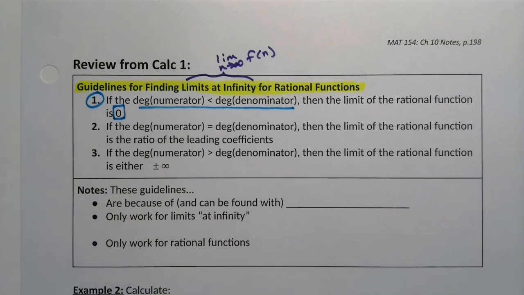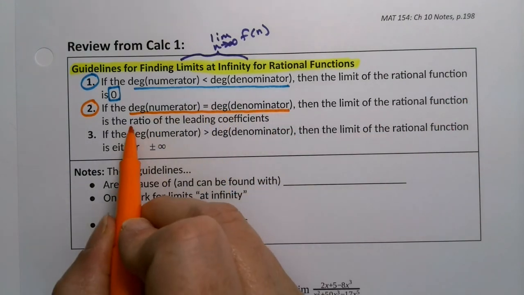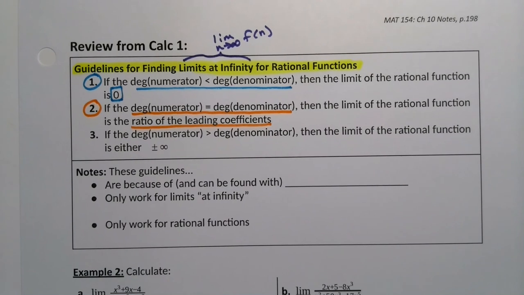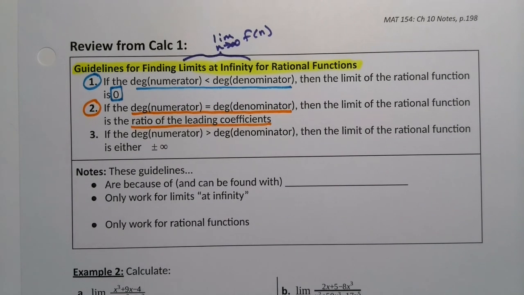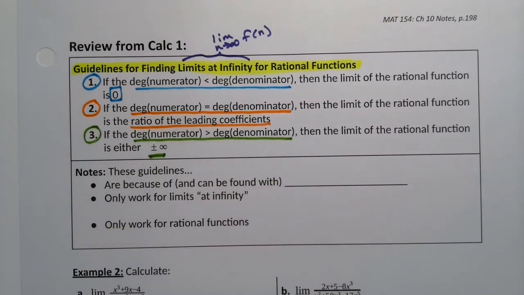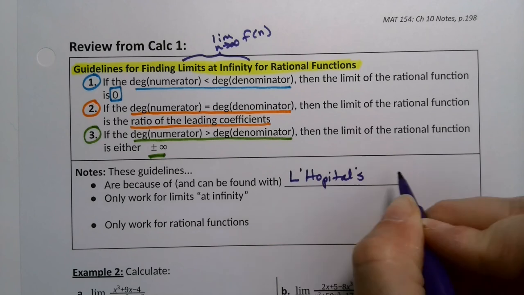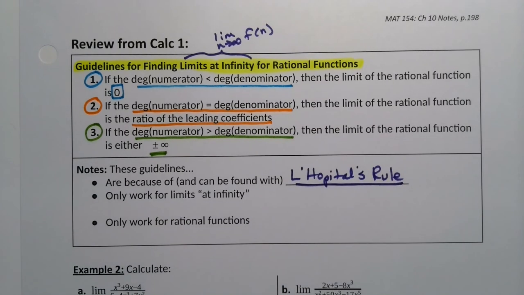If the degree of the numerator is equal to the degree of the denominator, which I'll make case 2 right here, then the limit of the rational function is the ratio of the leading coefficients. And then third, if the degree of the numerator is greater than the degree of the denominator, then it's either positive or negative infinity. All right, now those were guidelines that we learned and worked with. But they're because of and can be found with L'Hopital's rule. So we kind of fake our way through it in Calc 1, but the reason they are happening is because of L'Hopital's rule, which not every Calc 1 teaches.